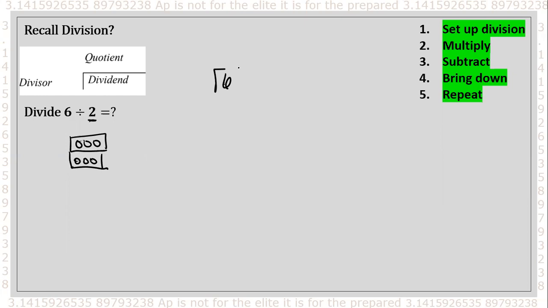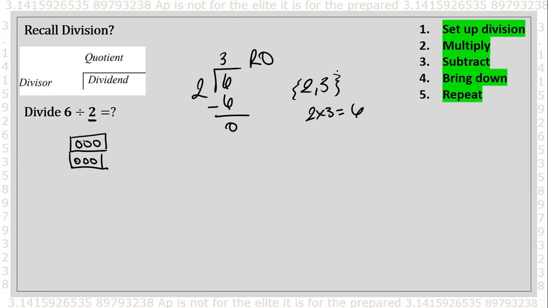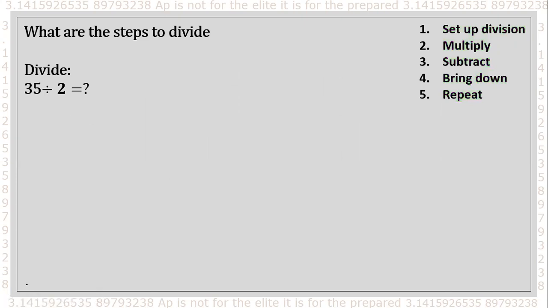So hopefully you're able to get something like this. 2 times 3 gives me 6, and I subtract it, and I see that there is a remainder of 0. So 2 and 3 are factors of 6. Okay, so easy peasy, right? Not that bad. Go ahead and try 35 divided by 2. So go ahead and pause the video. If you are struggling, I wrote down the steps right here, so you can remember how to divide.